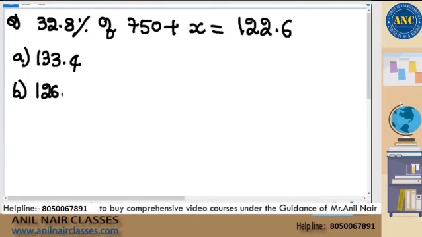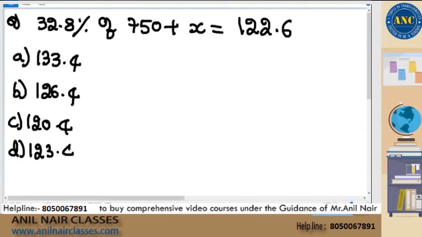133.4, 126.4, 120.4. A CAT student from NIT has asked me a question. 123.4. He is from NIT Warangal. His name is Sirish. This is for you, beta. 32.8% of 750 plus x equivalent to 122.6.